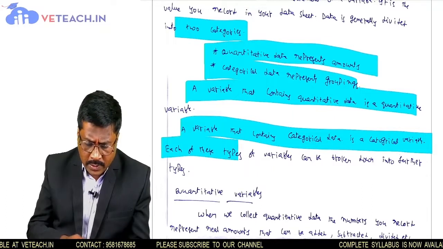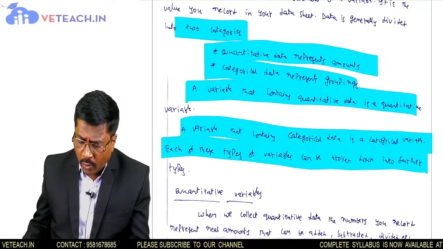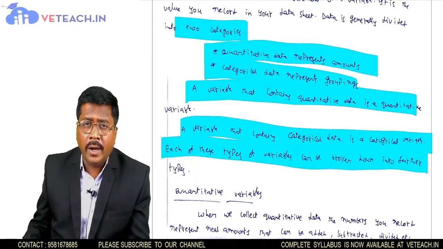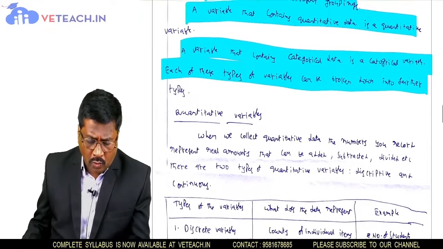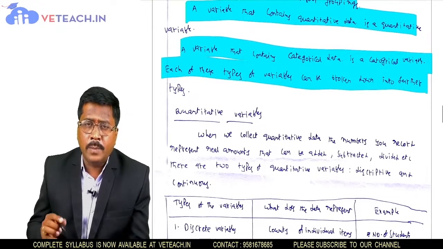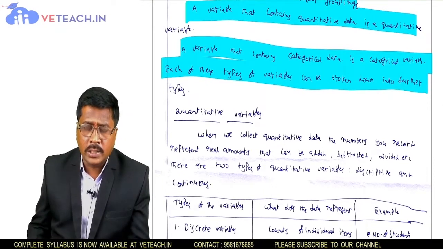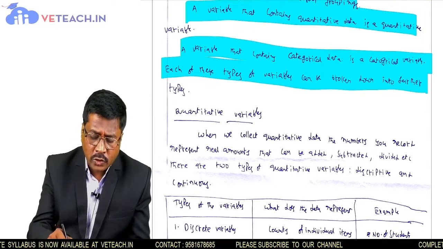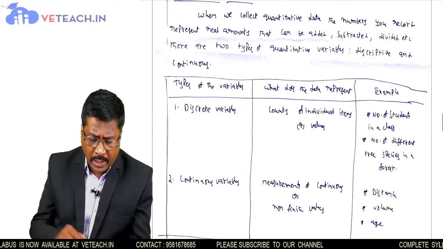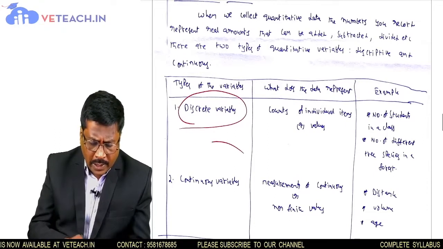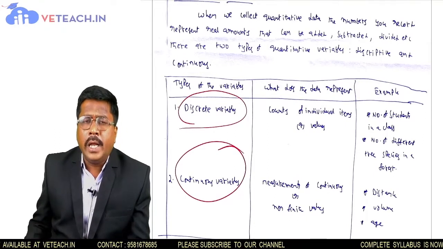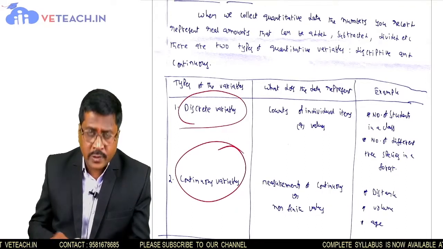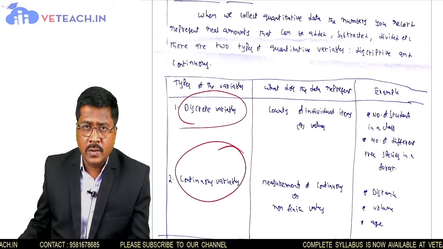Each of these variables can be broken down into further types, that is, the quantitative variable and the categorical variable. Quantitative variable means the variable present in quantitative data. Again, we have to further divide it into two parts, the discrete variable and the continuous variable. Discrete variable means it takes finite values, and continuous means it takes infinite values also.